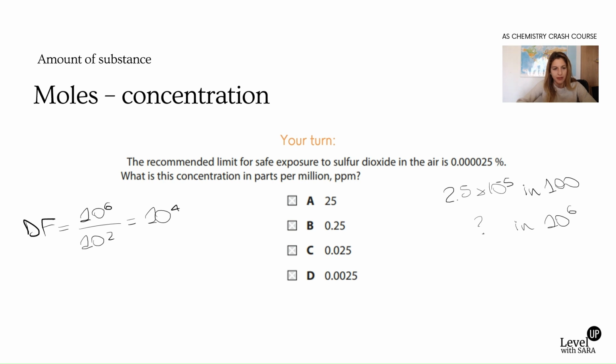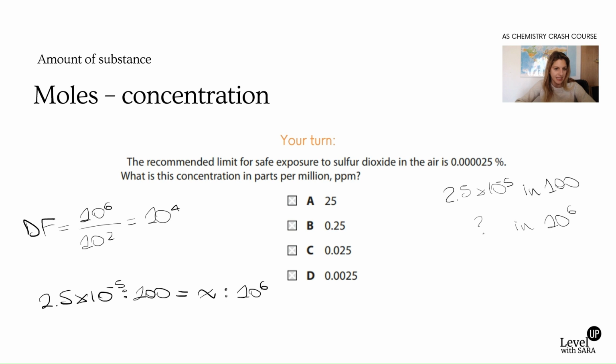Otherwise, you can do the proportion method. 2.5 times 10 to the minus 5 is present in 100 parts, as you are given the percentage. So what is the value of this concentration in 1 million?